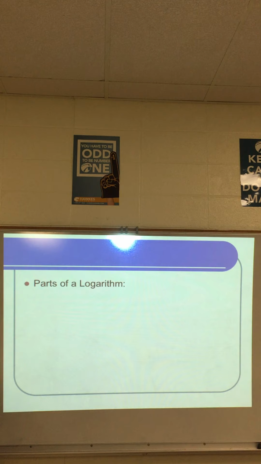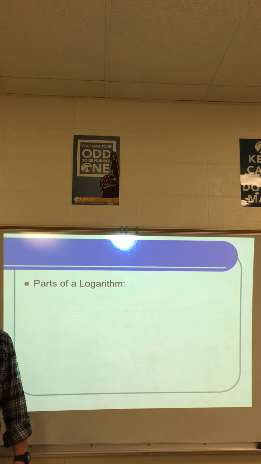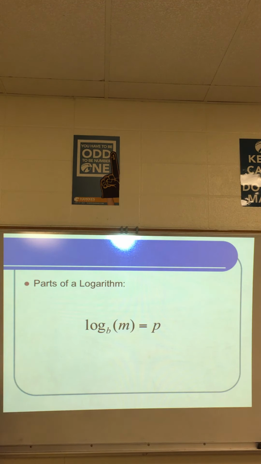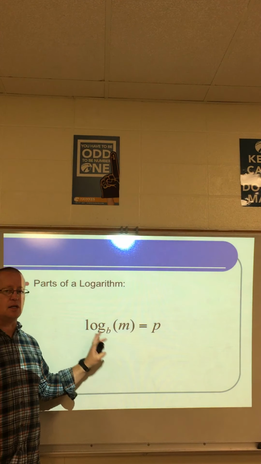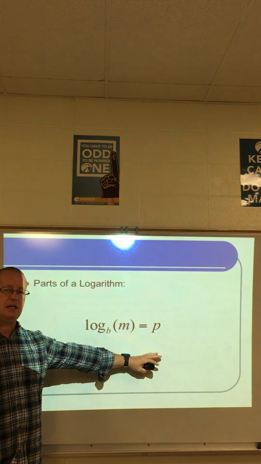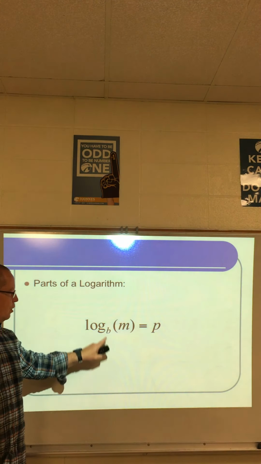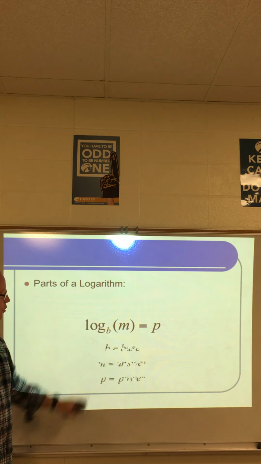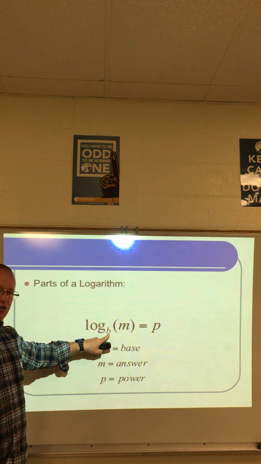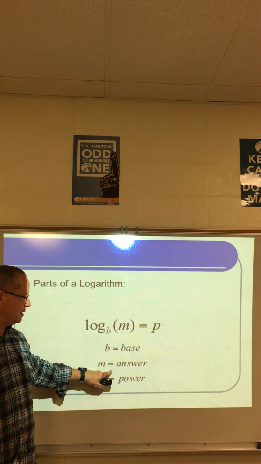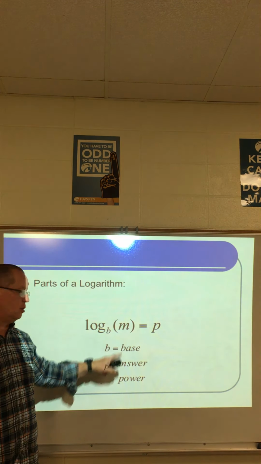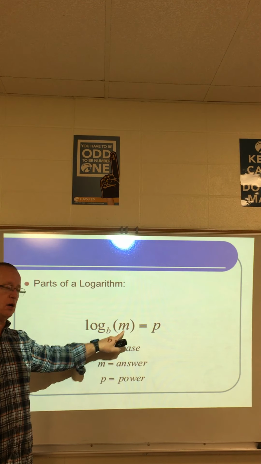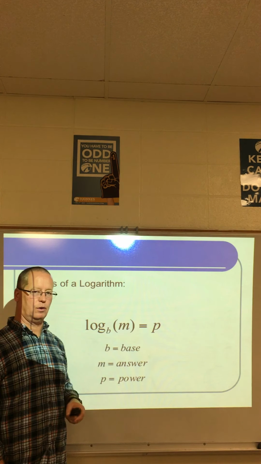Here's some basic stuff about logarithms, okay? There are three parts in a logarithm. This is read as log base b of m equals p. And you need to understand there are three things in this logarithm. The base goes down here. It's a little subscript, a little small letter. You've got the m as the answer to the problem, which is kind of weird. It's in the middle of the logarithm. And the p is the power.